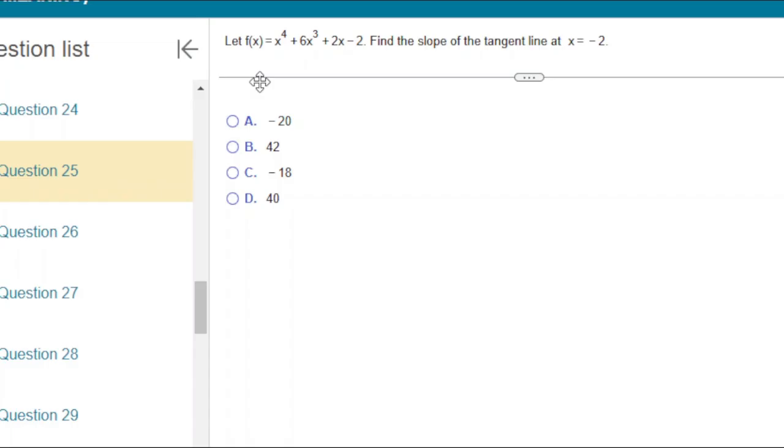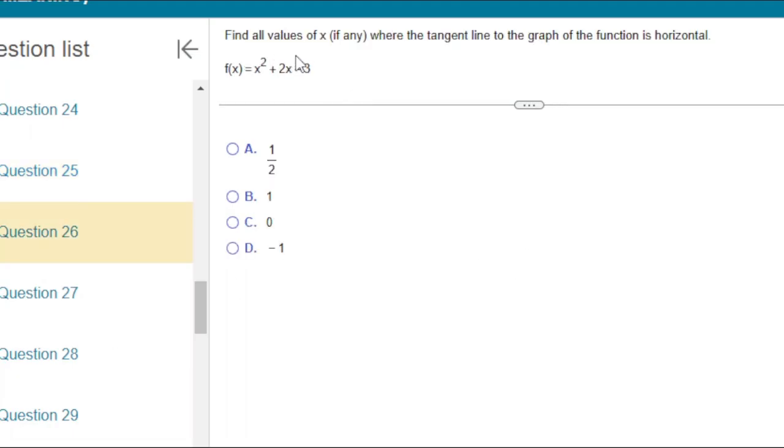And really, the same thing for 25. Let f of x equal this polynomial here. Find the slope of the tangent line at x equals negative 2. Well, what this is really asking you to find is f prime of negative 2. So not f of negative 2, right? We don't plug in negative 2 here. We find f prime of x. So we take the derivative of this function, and it'd be 4x cubed plus 18x squared plus 2. That's f prime of x, and we find f prime of negative 2 by plugging negative 2 into the derivative. And you're going to get one of these answers.